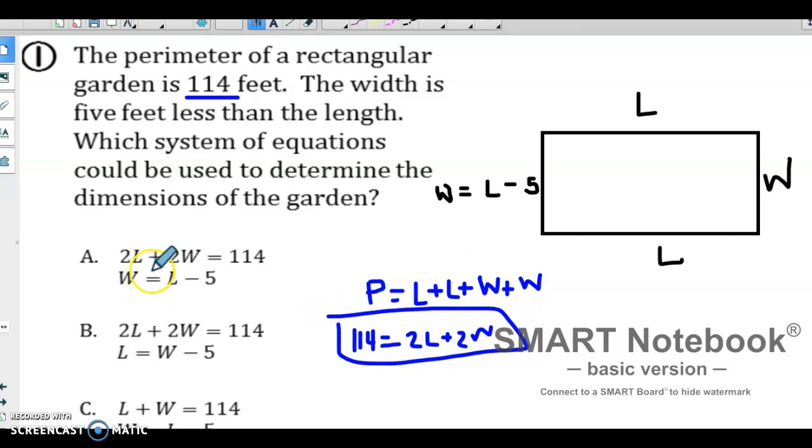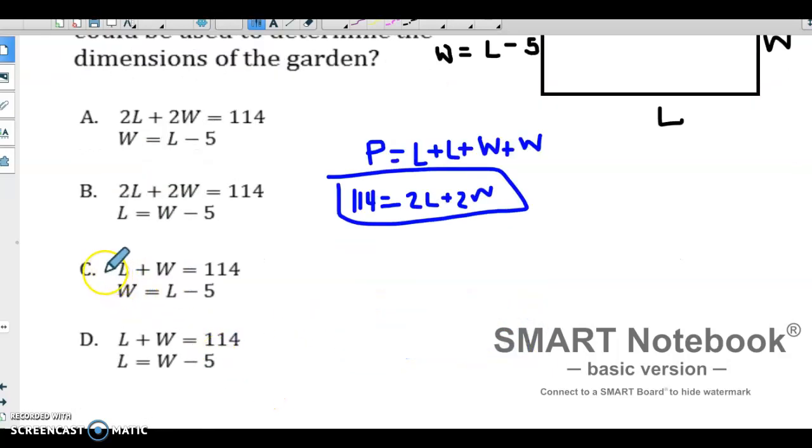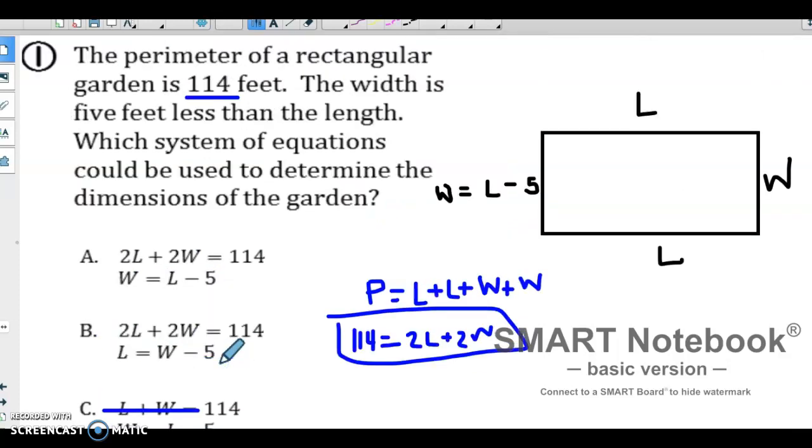So if we look, A can be an option, B can be an option, C and D are out though, because they don't have the correct equation for perimeter.